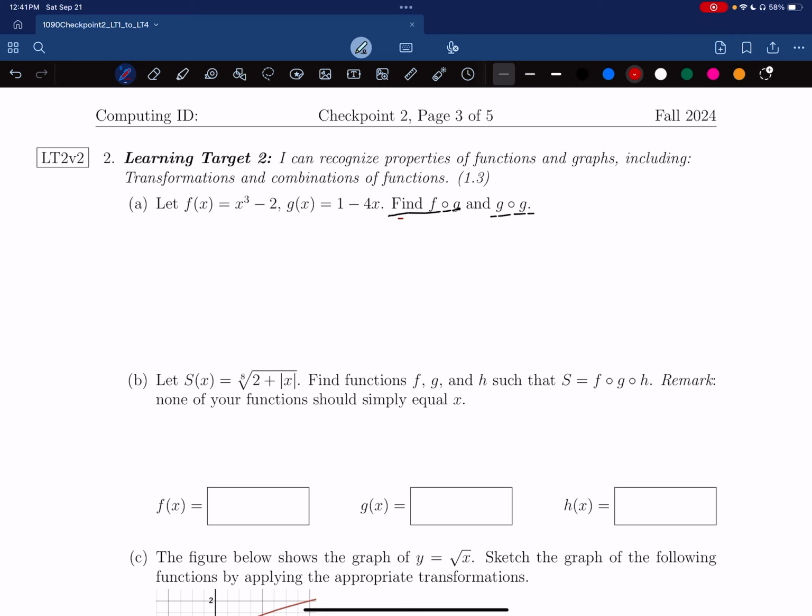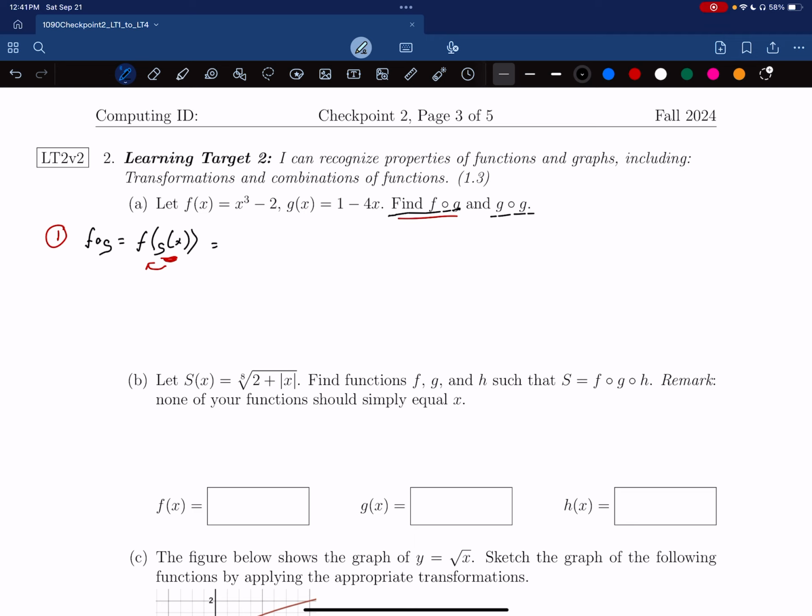So let's start off with our first one, where we are going to find f of g. So we can rewrite f of g kind of like we would for a function of x, where you can write f of g of x. And we'll be going from the inside out here. It's always important to remember. So we're going to be putting g into f.